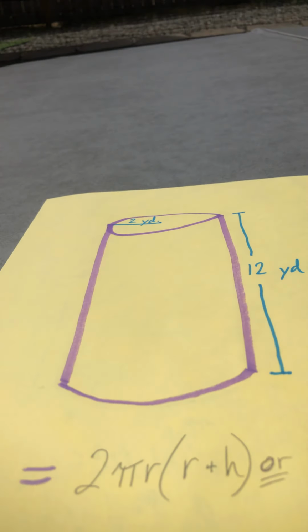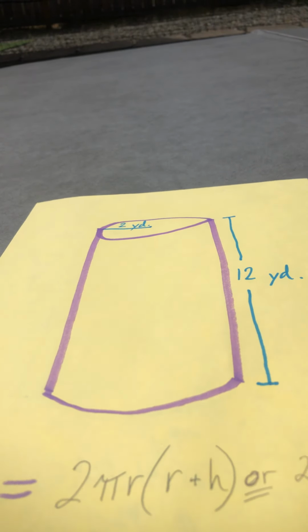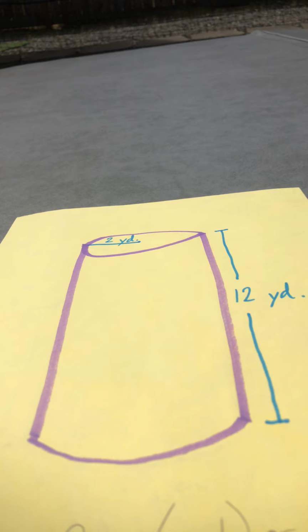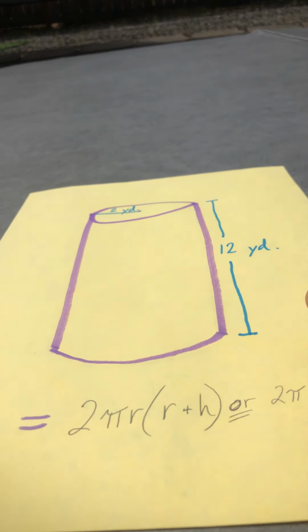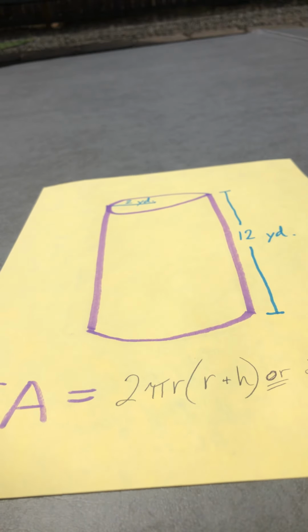On the back here, we've got the same shape, same dimensions. All right, we're gonna work on surface area now. So the area of all the surfaces. This is where the formulas get a little bit more tricky.